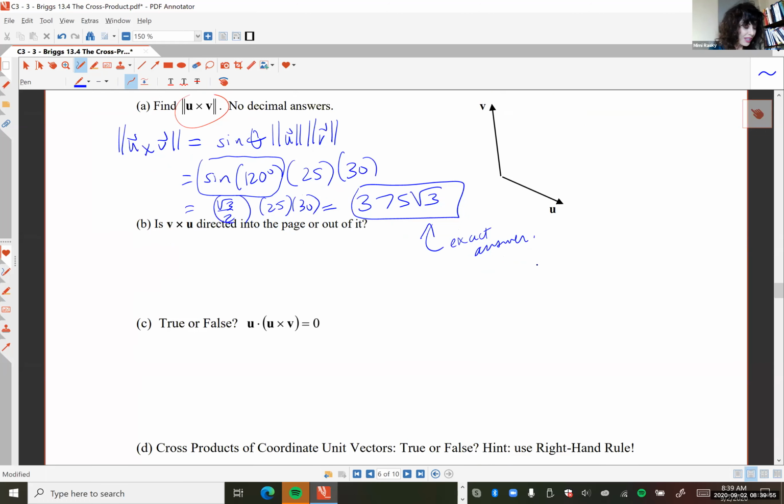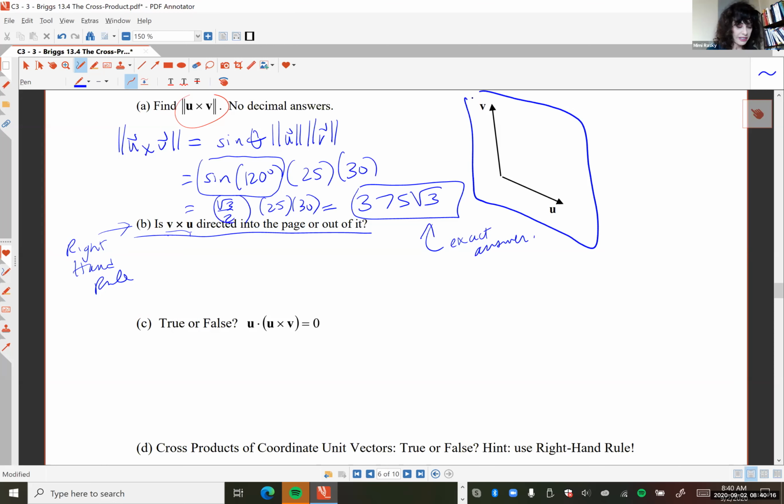Okay? Now, you're going to have to use your right hand here and perform the right hand rule on part B. How are you going to answer this question? Is v cross u, that vector, going to be sticking straight out of the page, so here's v and u over here, here's your diagram. Is v cross u going to come out at you, or is it going to be punching into your page? Anybody know? It's inside. Yes, it's going to go into the page.